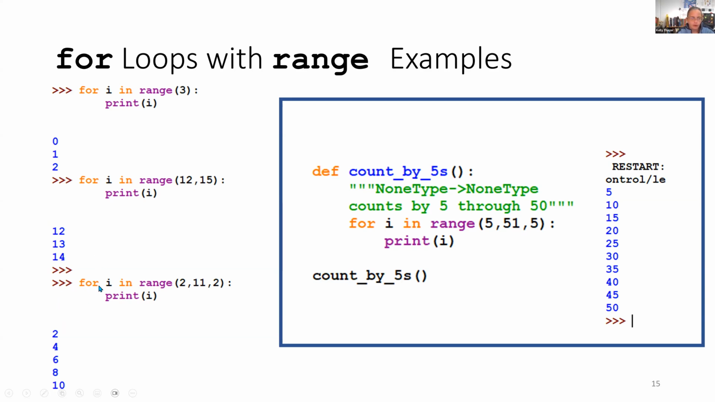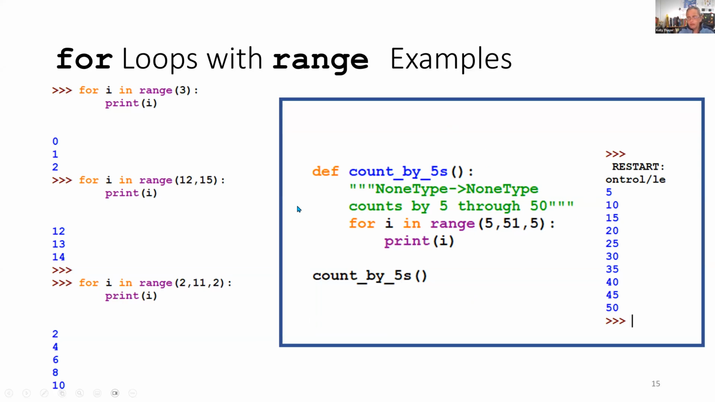And now finally, for i in range(2, 11, 2): print(i), we will begin at 2. We will go up to, but not including, 11. And we will be counting by 2s, and we will print i. So this will go 2, 4, 6, 8, 10. We will stop because the next one would be 12. We go up to, but not including, 11, so 10 is the nearest one. That is where it will stop.